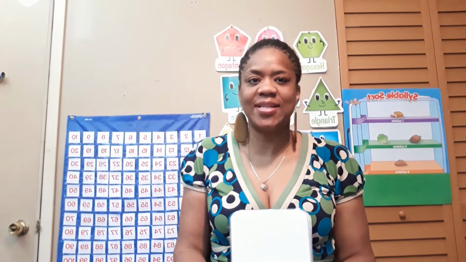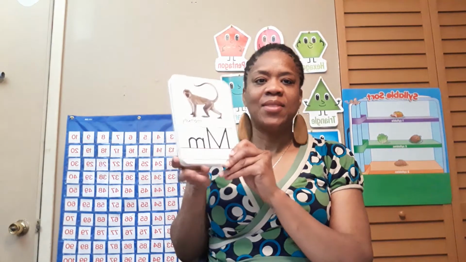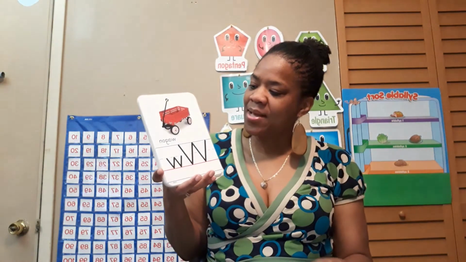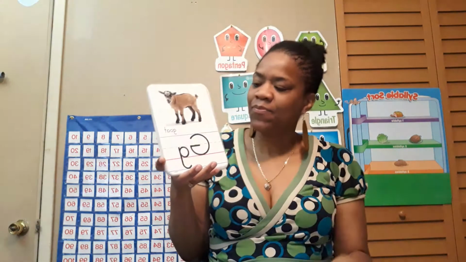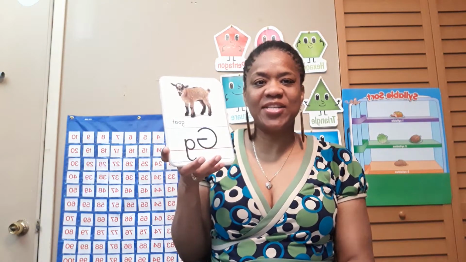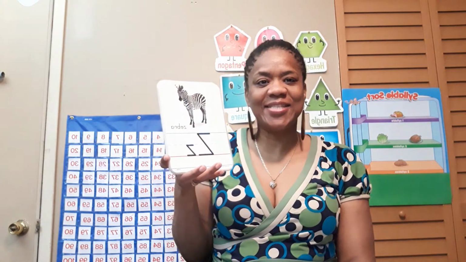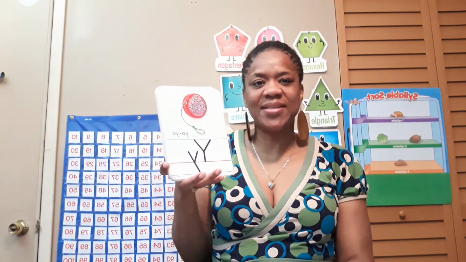Today is Wednesday's lesson. First, we're going to start off with the alphabets. The letter is M. The sound is M. The letter is W. The sound is W. The letter is G. The sound is G. The letter is N. The sound is N. The letter is I, the sound is I. The letter is Z, the sound is Z. The letter is Y, the sound is Y.